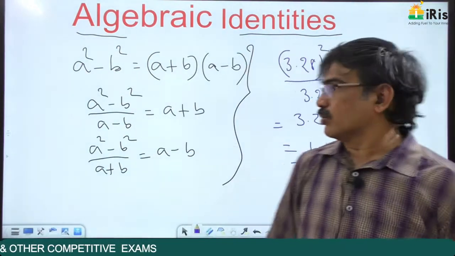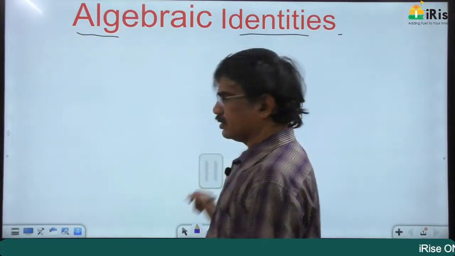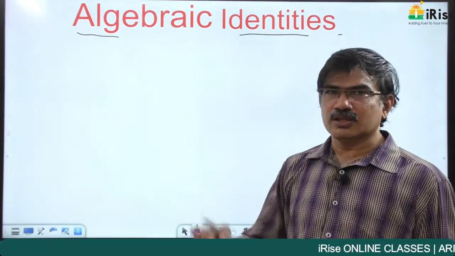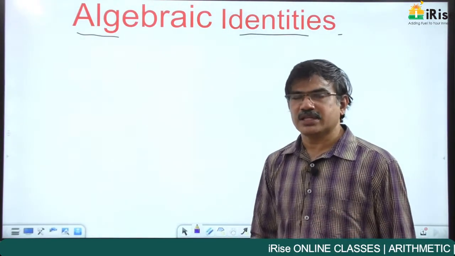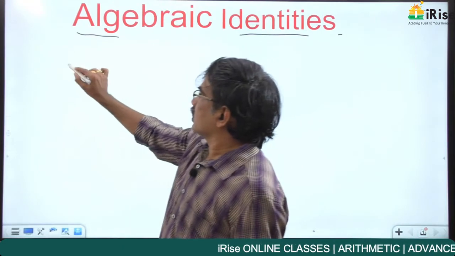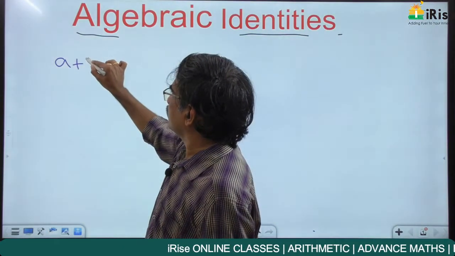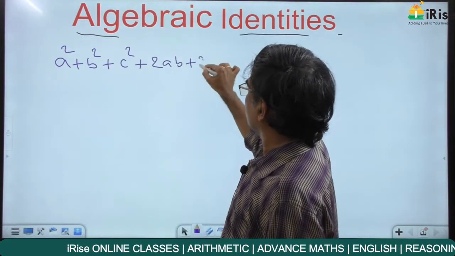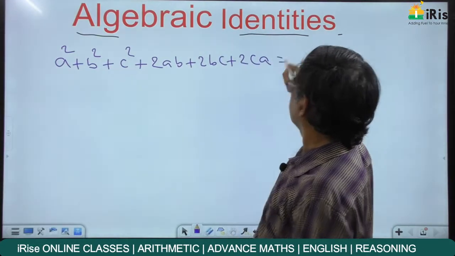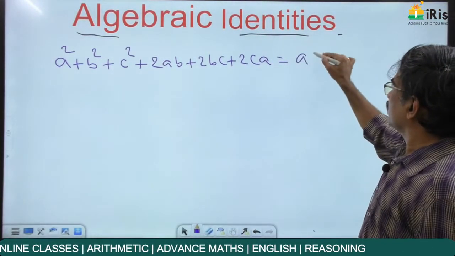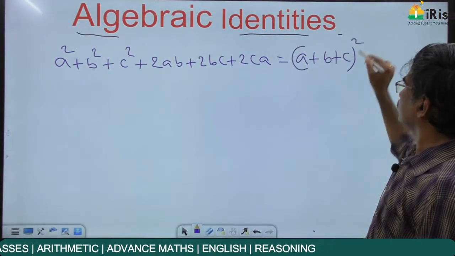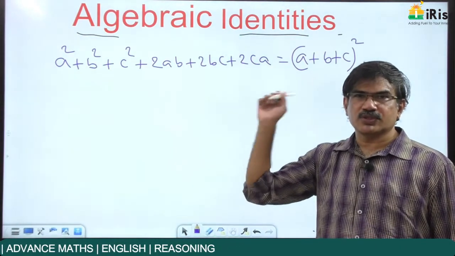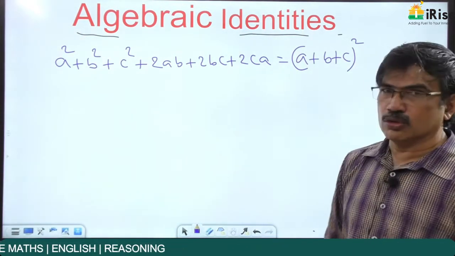Okay, next formula. All these are known formulae, but you have to learn them by heart and write them a number of times. Then the algebraic identities concept is a very easy place. Next one. What is a square plus b square plus c square plus 2ab plus 2bc plus 2ca? This is nothing but a plus b plus c whole square. Already you know. A square plus b square plus c square plus 2ab plus 2bc plus 2ca is equal to a plus b plus c whole square.